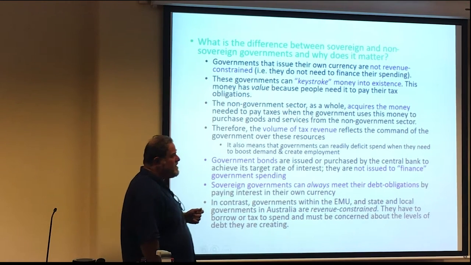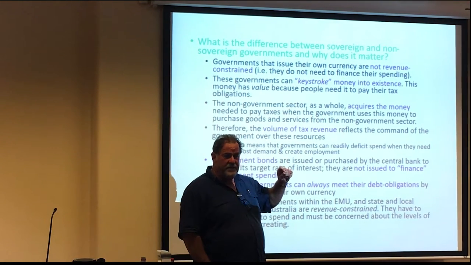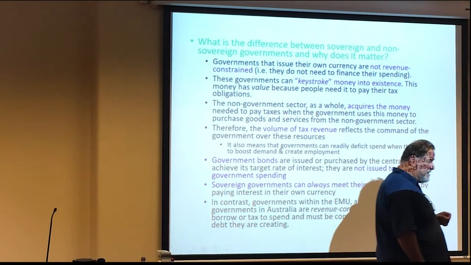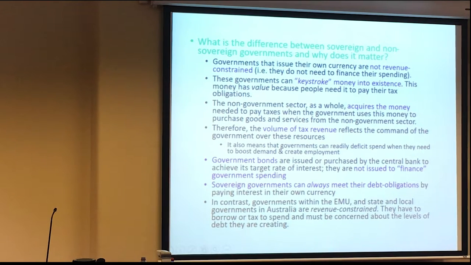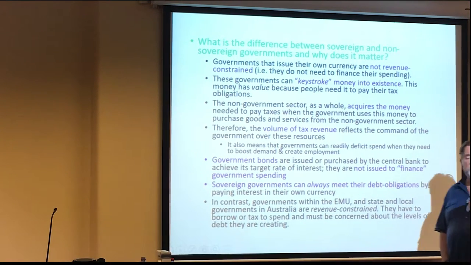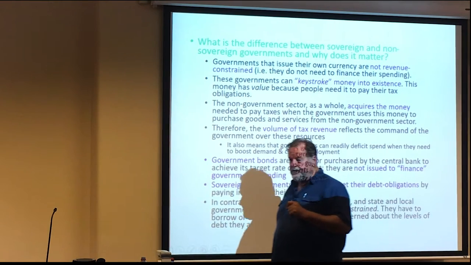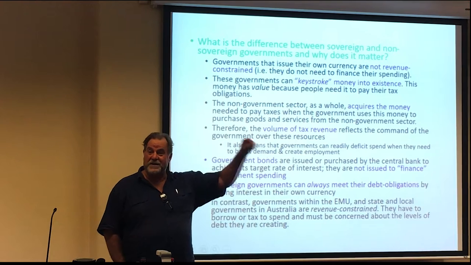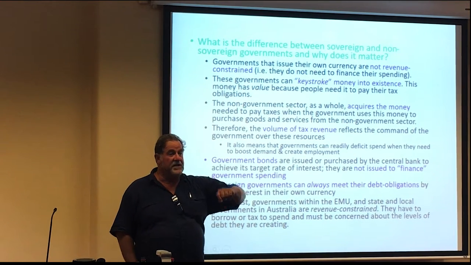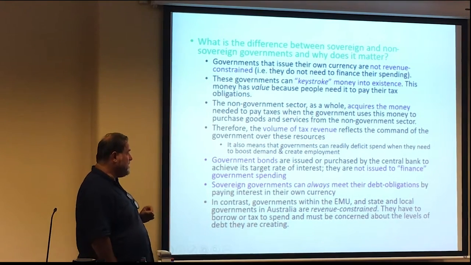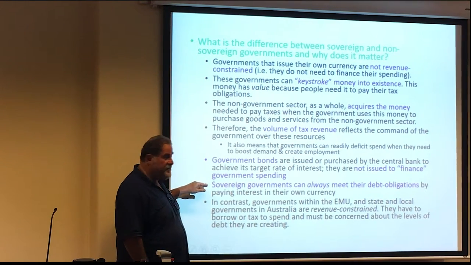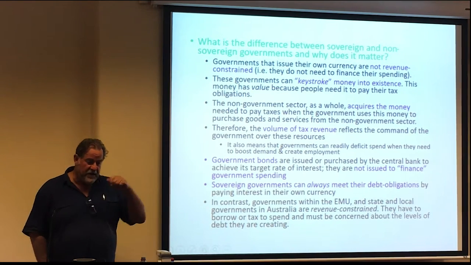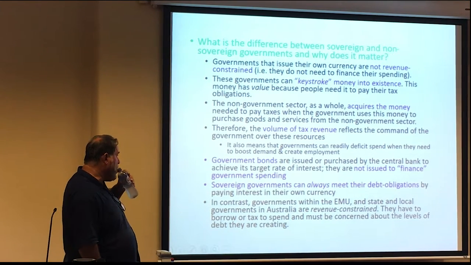So one of the issues in sovereignty is whether your foreign debt or your obligations to the rest of the world or to the private sector are denominated in your own currency or in a foreign currency. If you have a large proportion of your debt denominated in, say, US dollars rather than Australian dollars, that can be problematic. It reduces your sovereignty. So part of the definition of sovereignty is also having your debt denominated in your own currency.